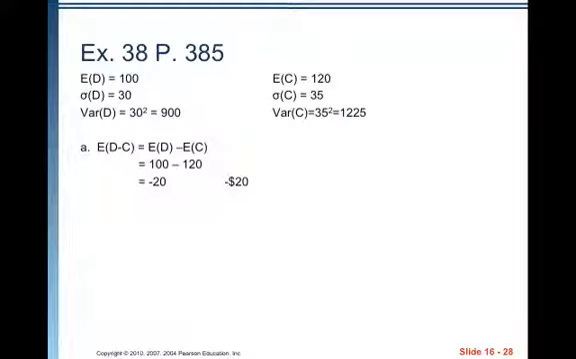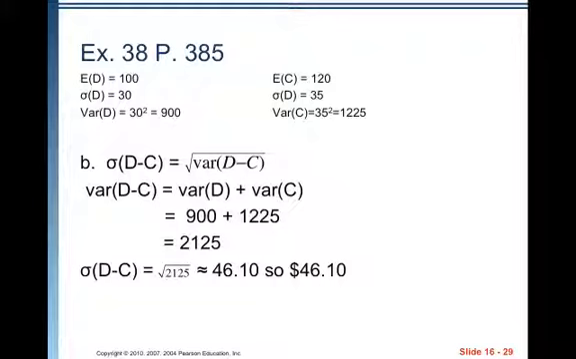Okay, so for part A, we're asked for what's the expected difference in the cost of medical care for dogs and cats. So the expected difference is going to be the expected of D minus C. So the expected of D minus the expected of C. So 100 minus 20 gives me negative 20.